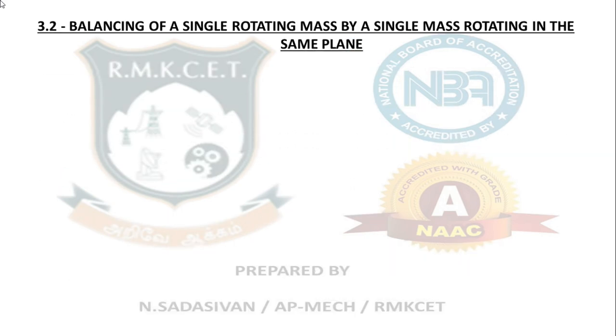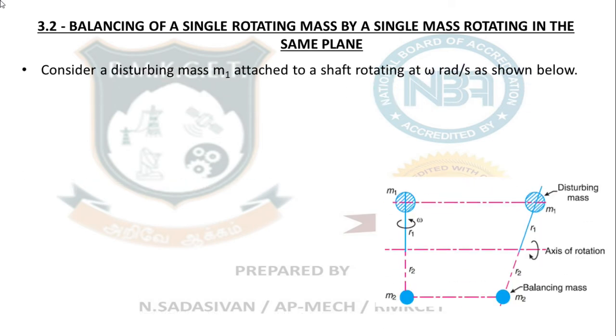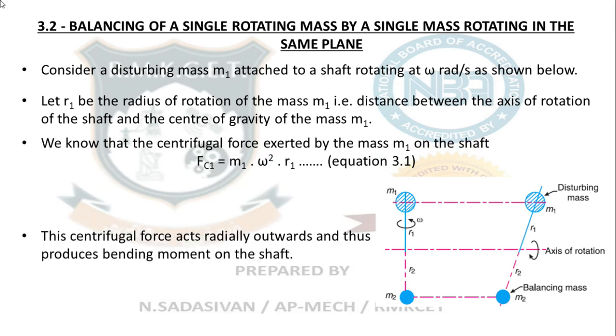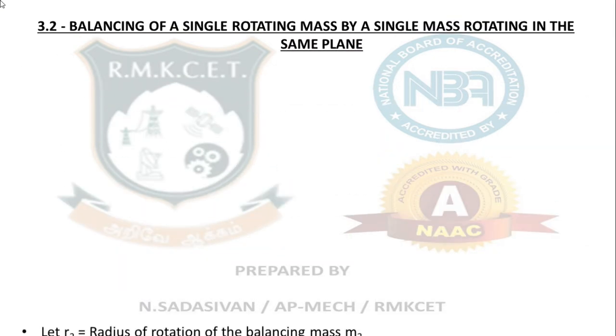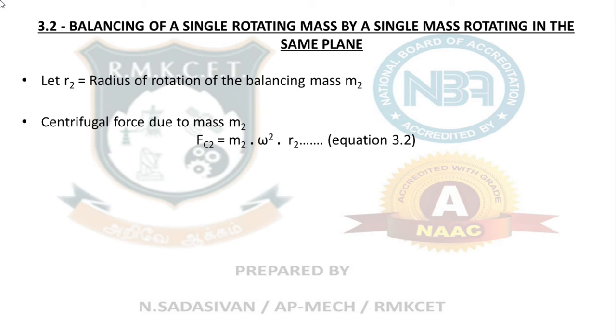Balancing of a single rotating mass by a single mass rotating in the same plane. This is how to derive the formula, all that. Because of shortage of time, I cannot do this. The basic idea is you have to understand that m omega square r is the formula for centrifugal force. If you put a mass m1 at a radial distance r1 away from the axis of the shaft, and then you start rotating the shaft, what is the centrifugal pull created by the mass?